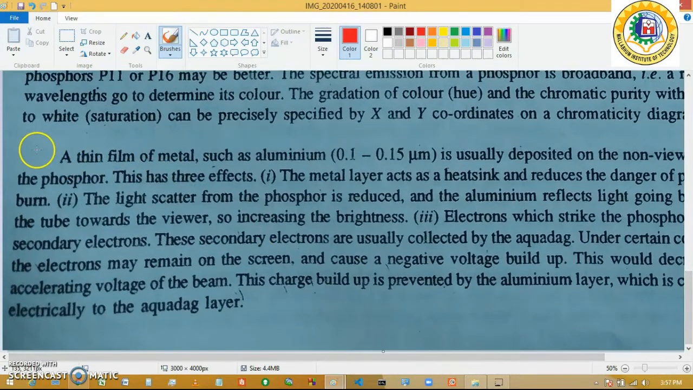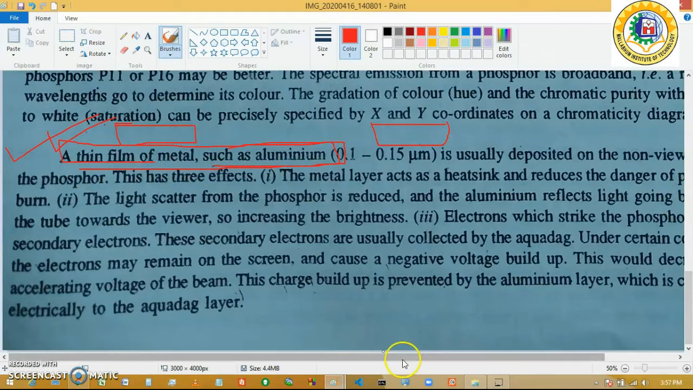Now the second most important thing, along with the phosphorus coating on the faceplate, is a thin film of metal, generally aluminium, which is coated on the opposite side of the phosphorus. That means this was your faceplate: on the front side phosphorus is coated, and on the back side thin aluminium metal is deposited.